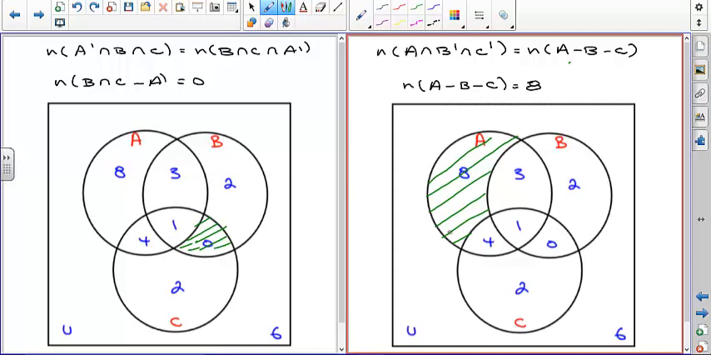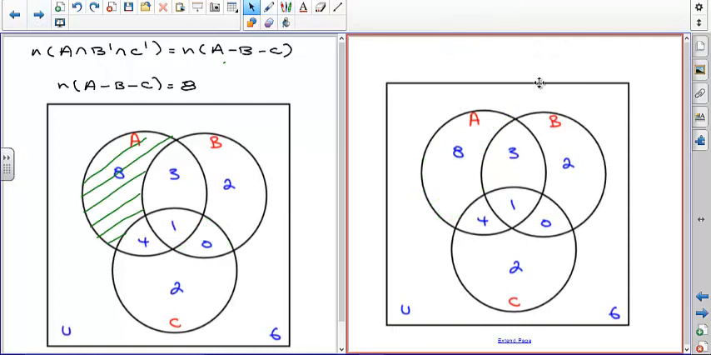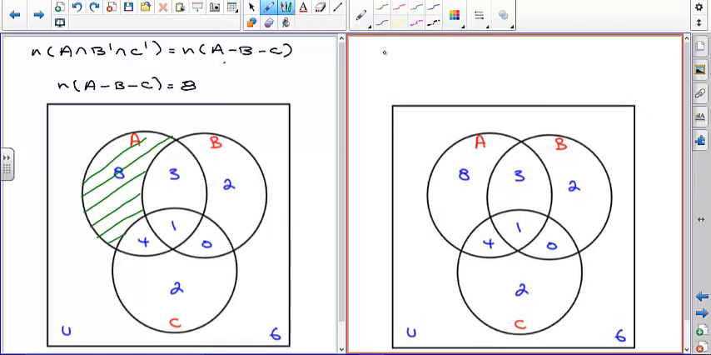This is people who like A but don't like B or C. Okay, so let's do the next one that makes sense. We'll still do it in alphabetical order. So we'll go A complement intersect B intersect C complement. So now instead of A being the set, it's B being the set. And then we change the order, so it's B intersect A complement intersect C complement. And then we replace the intersection of the complement with the subtraction.